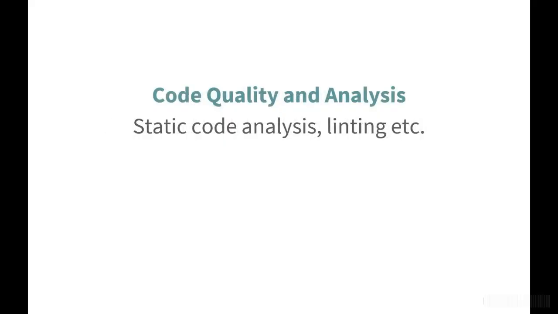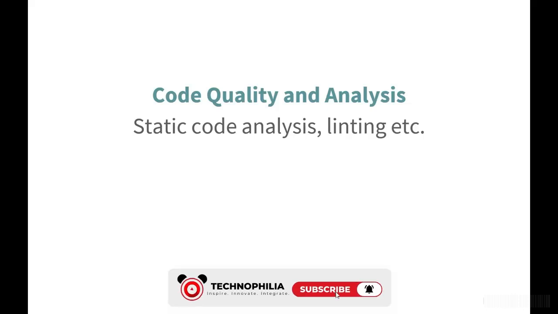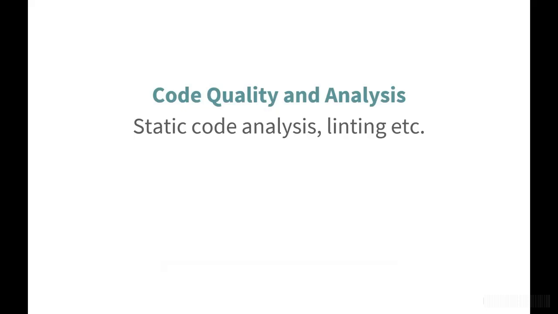Extensions in this category provide static code analysis, code quality checks, and linting tools. They help maintain high-quality code by identifying potential issues early in the development process. Examples include SonarQube for comprehensive code analysis and ESLint for JavaScript linting.